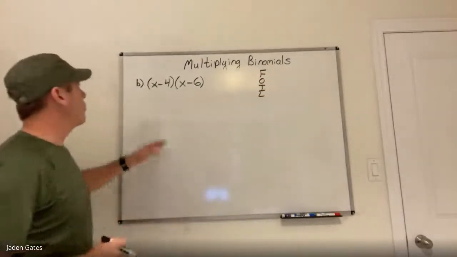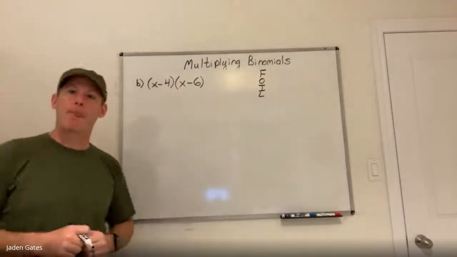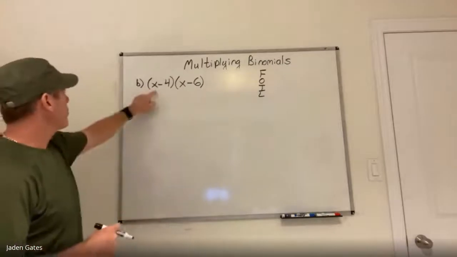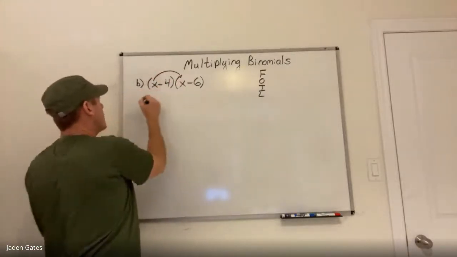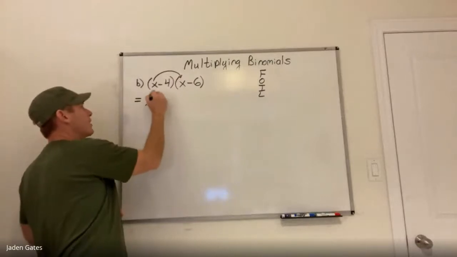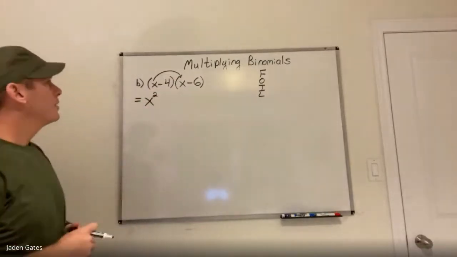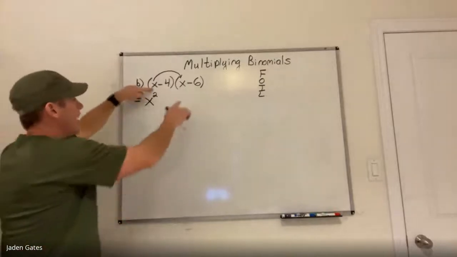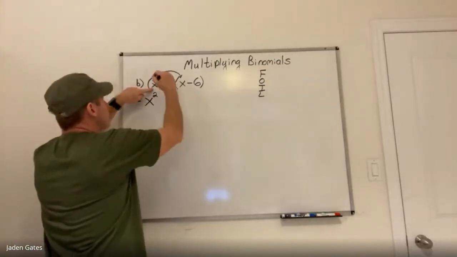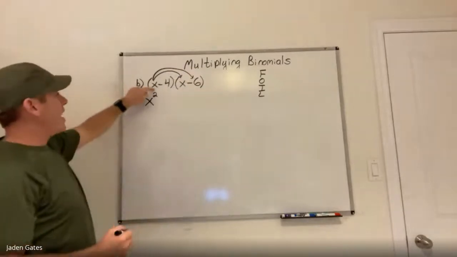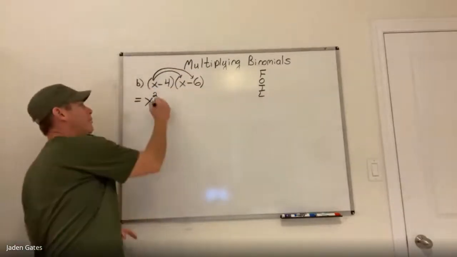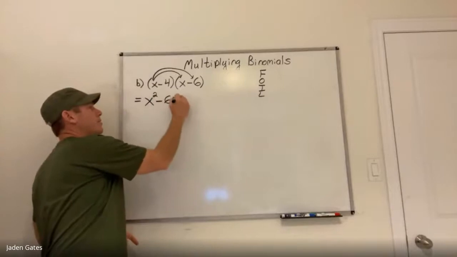All right, so first off, the F, the first ones. So there's the first one here, an x and an x. So I multiply those two x's, and again, I get x squared. The outside ones, so the x and the minus 6. You always got to watch the sign here. So if I have an x times a minus 6, I'm going to end up with a minus 6x.